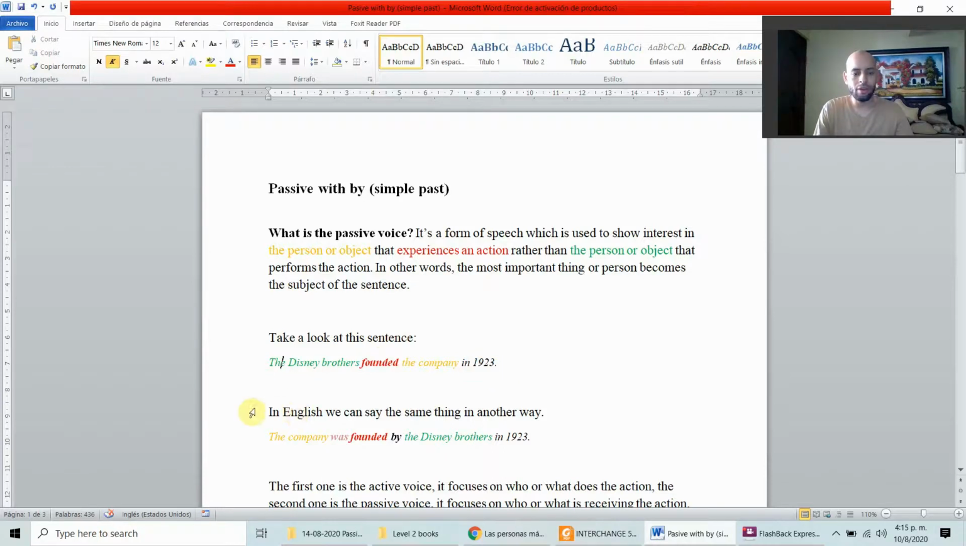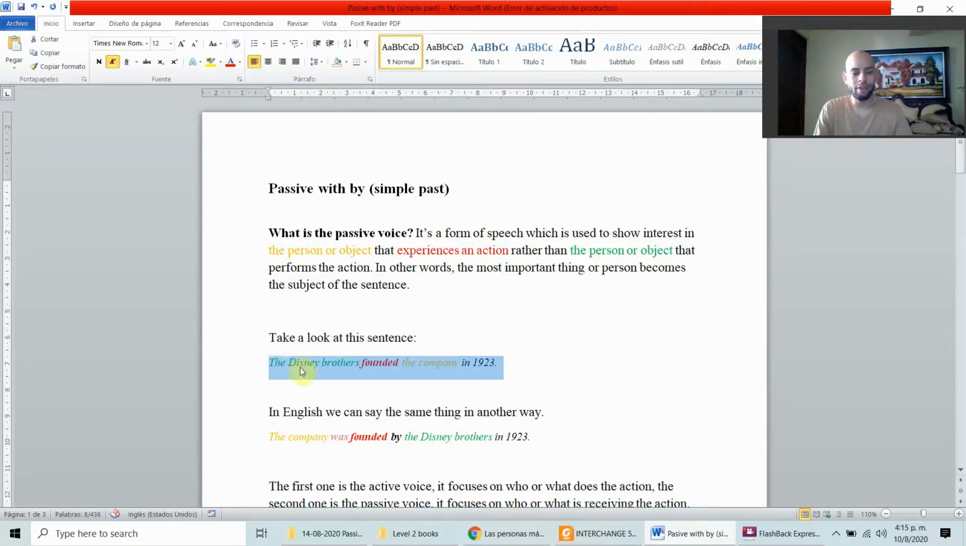So let's take a look. In English, we can say the same thing in another way. This is the other way. The company was founded by the Disney brothers in 1923.